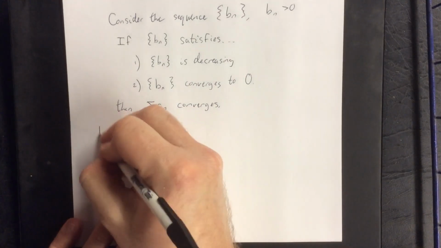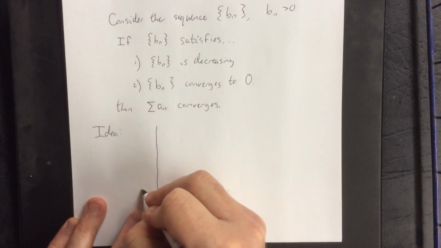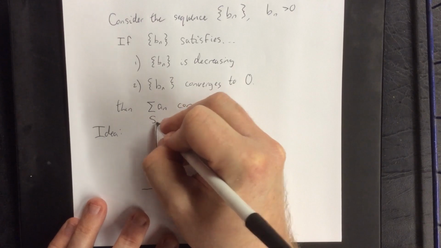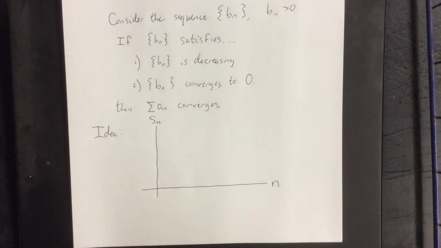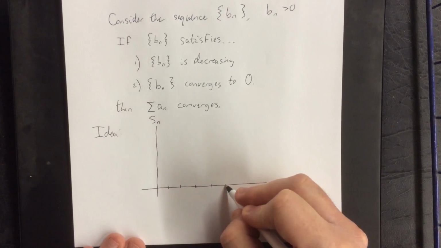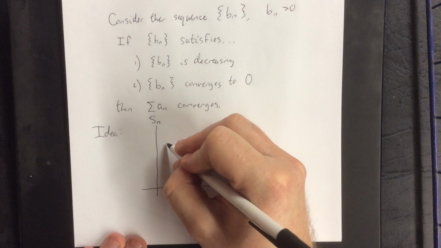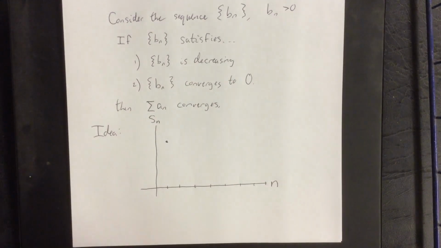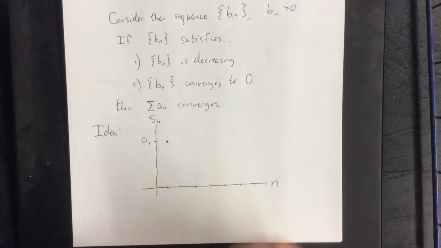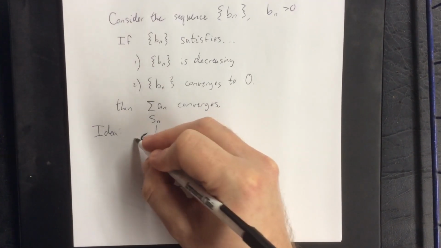Now, the idea behind the proof of the alternating series test is the following. What I'd like to do is consider n along here and the partial sums of the series along here. So we have a first term, and it will have a certain value associated with it. So this point up here is going to represent the first term, or first partial sum of the series, which is the same as simply the first term.